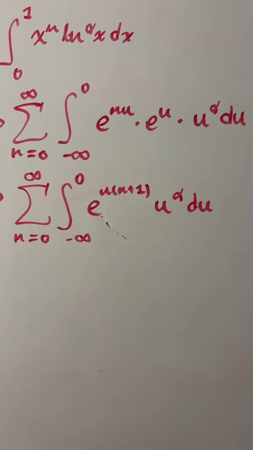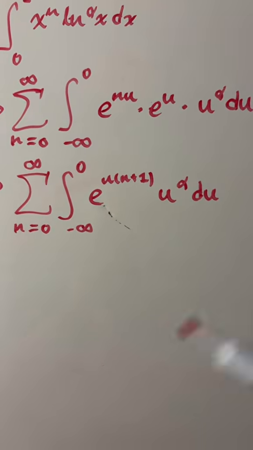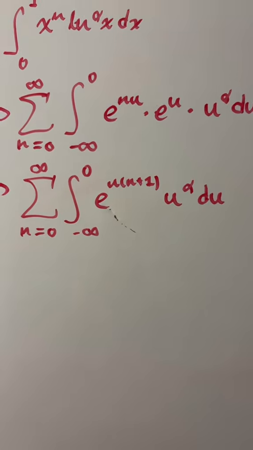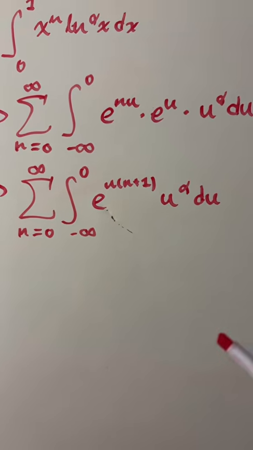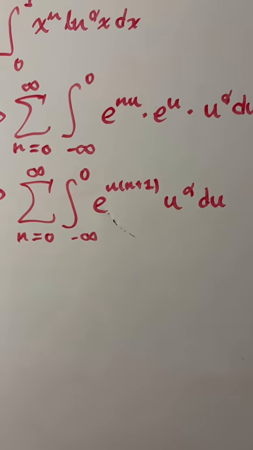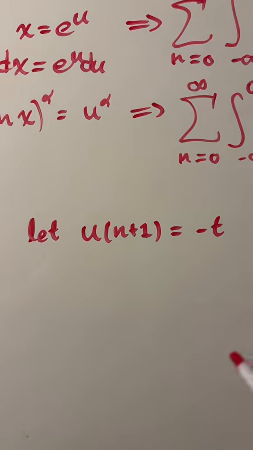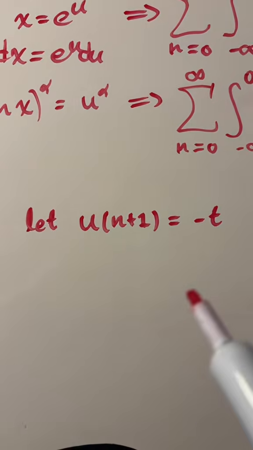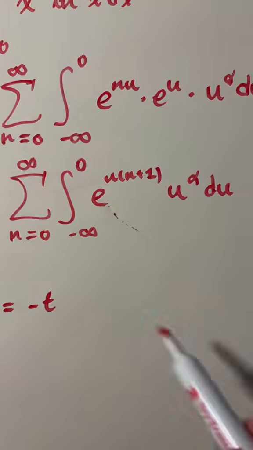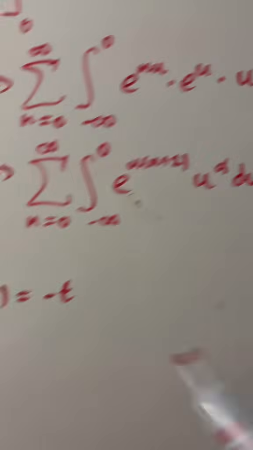And so once we work out the substitution, we'll end up here. We have the sum over non-negative integers of the integrals from negative infinity to 0 of e to the u times n plus 1 times u to the alpha du. Now I'm going to make one more substitution where I let u times n plus 1 equal to negative t. I'm sort of using this substitution to do two steps at once.